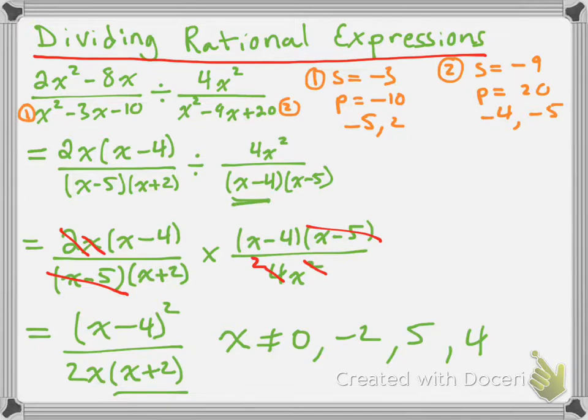So 2x squared minus 8x over x squared minus 3x minus 10, divided by 4x squared over x squared minus 9x plus 20, simplifies into x minus 4 squared over 2x times x plus 2, with restrictions of x is not equal to 0, negative 2, positive 5, and 4. So that's dividing rational expressions, guys. Hope this helps.